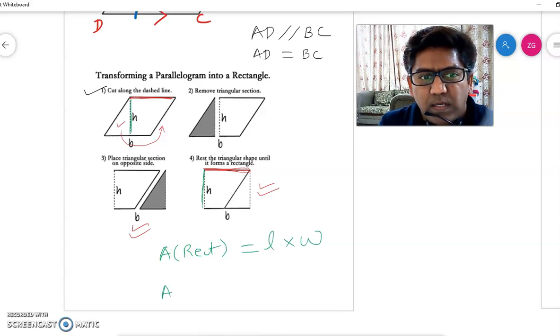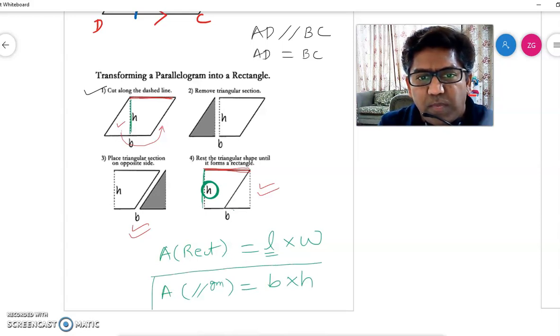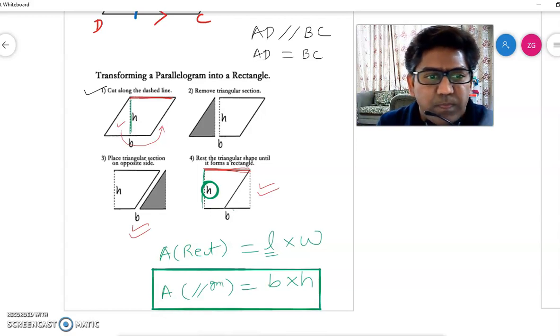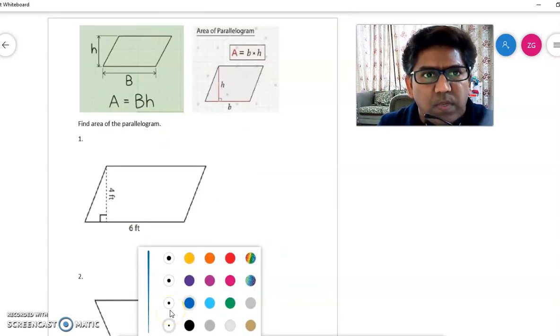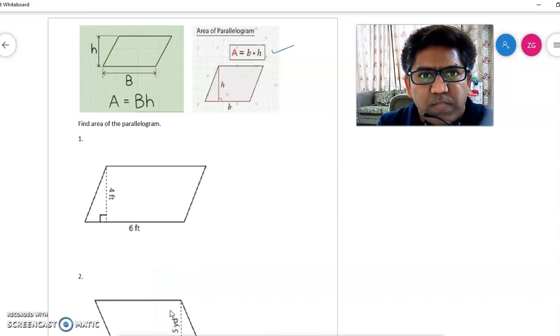Now the rectangle and parallelogram have the same area, so the length of the rectangle becomes the base of the parallelogram and the width of the rectangle is the height of the parallelogram. So the formula for the area of a parallelogram is base times height. So area of parallelogram is base into height.